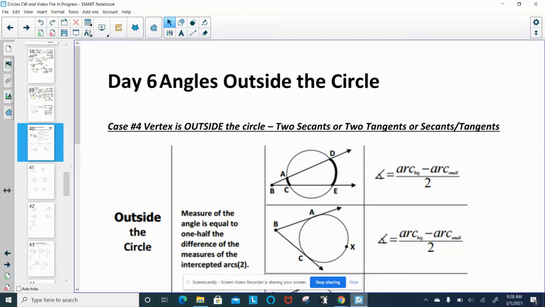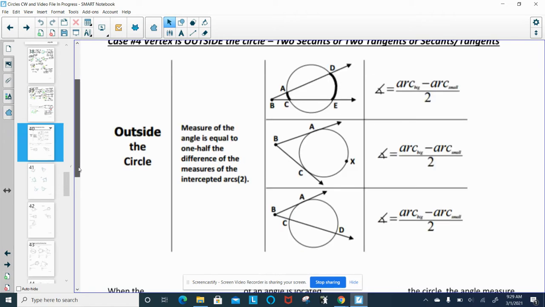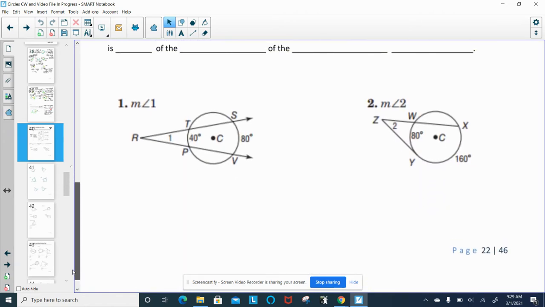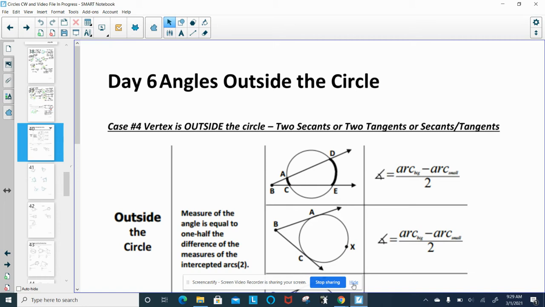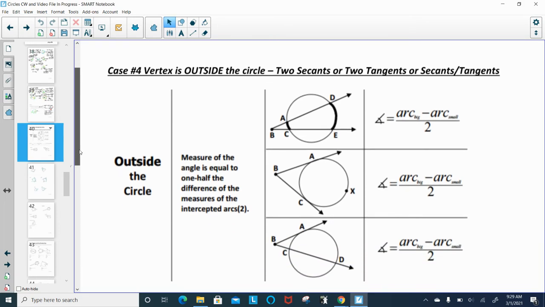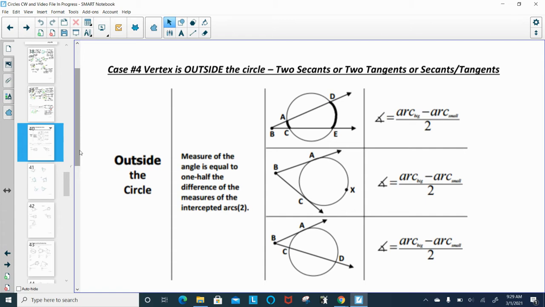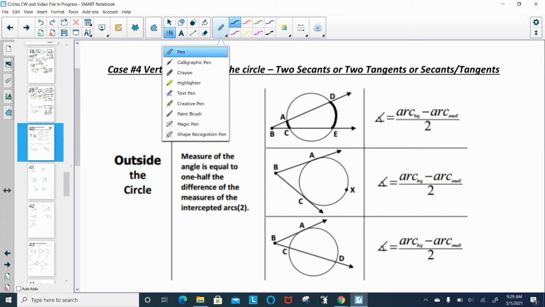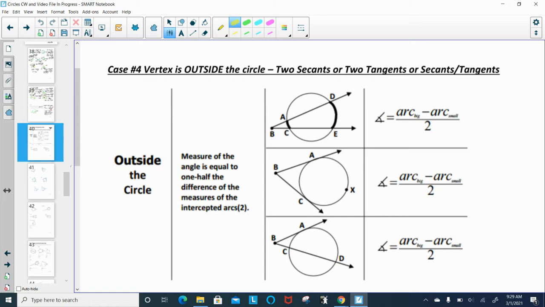Okay, today is our last day of angles and arcs. We are on day 6, where our angles are now outside the circle instead of being inside the circle. This is page 22 in your packet. And if you look here at the top of page 22, I'm going to highlight these, you're going to see how this angle outside the circle can look different.